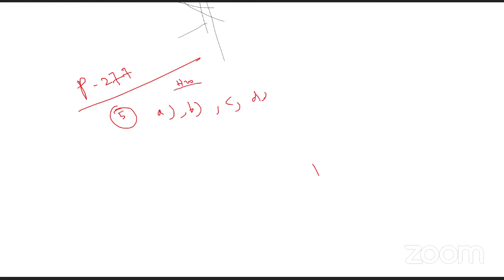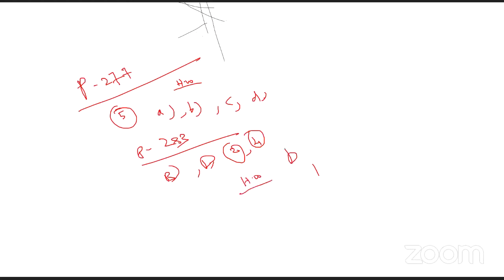Important for 10 marks question. Page number 283. B bit, B and D: second one and fourth question. Most important for 10 marks. Do it as homework, do it yourself.